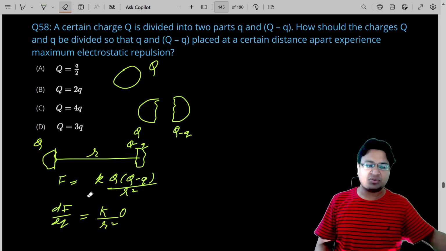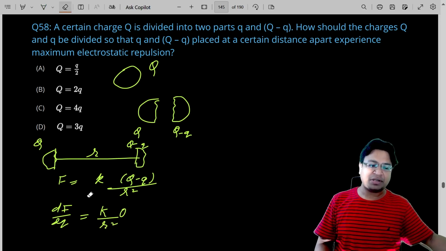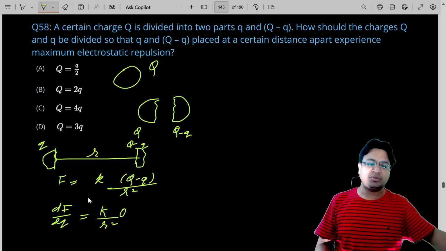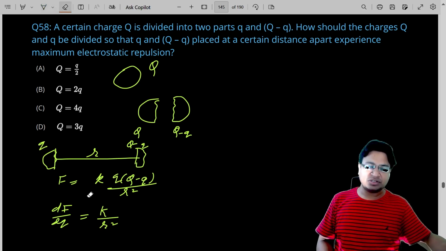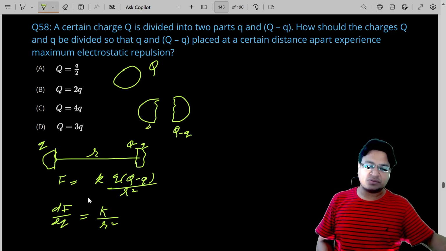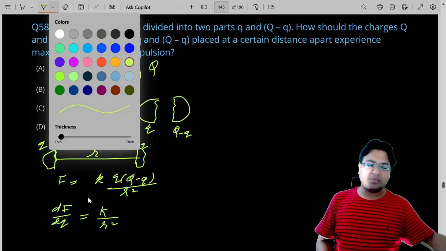Actually, I miswrote something here. Here it would not be capital Q. Capital Q was the total charge. It would be small q and capital Q minus small q. So I'm going to differentiate this now. Here also I wrote it incorrectly actually. That was the root cause. Okay, so I'm going to differentiate now.